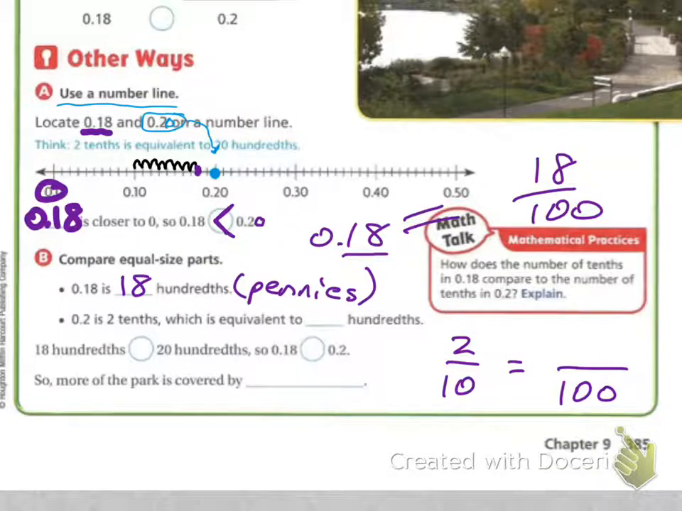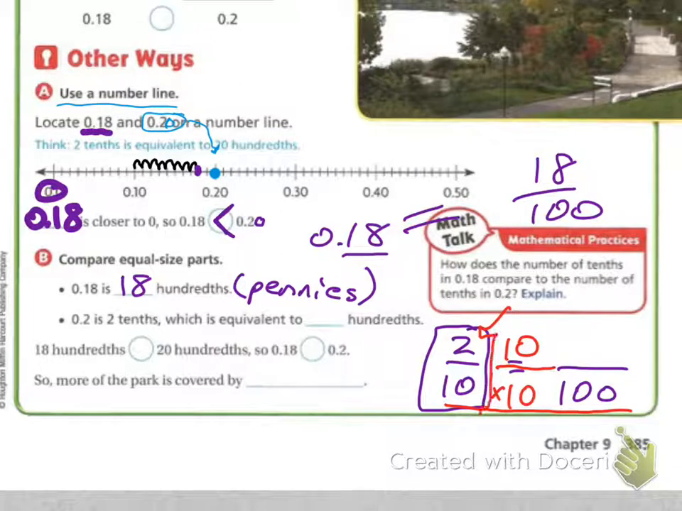Well, you can think of it this way. It's 2 dimes. And a dime is 10 cents. 2 times 10. So we can see down here, 10 times 10 is 100. And we know to create an equivalent fraction, we need the same number on the top and bottom, which creates that big 1, like you've seen before. 2 times 10 is 20. So 2/10 is the same as 20 hundredths.